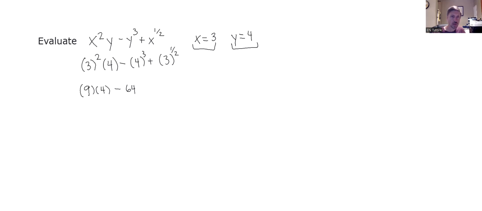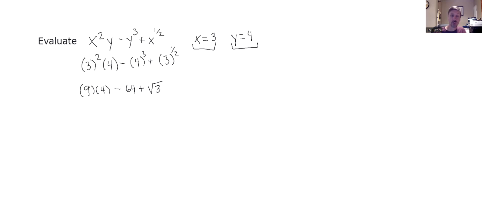And then plus 3 to the 1/2 power. Now, if you haven't seen that in a while, that may look a little weird. When you have 3 to the 1/2, that's the same as the square root of 3. If it had been 3 to the 1/3, that would be the cube root of 3. The 1/4 would be the 4th root of 3. So we're going to write this as the square root of 3.